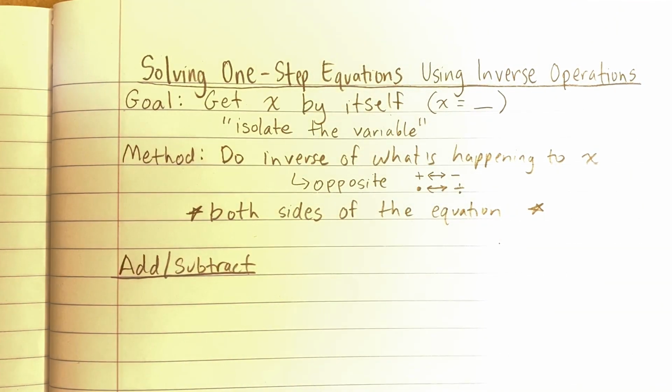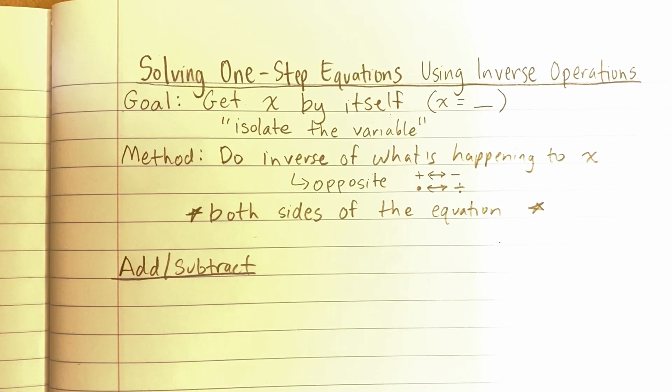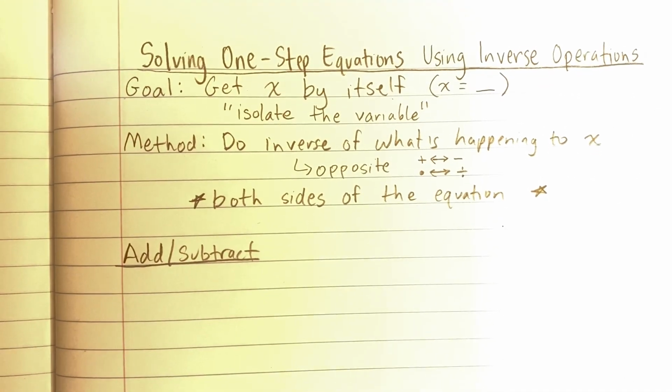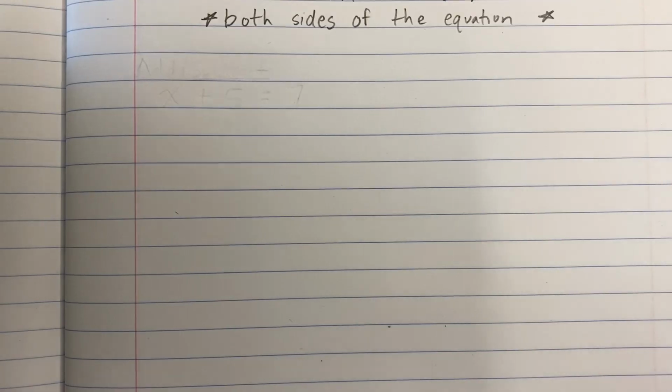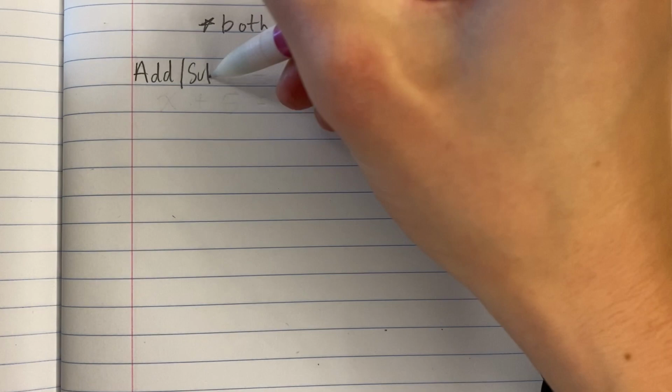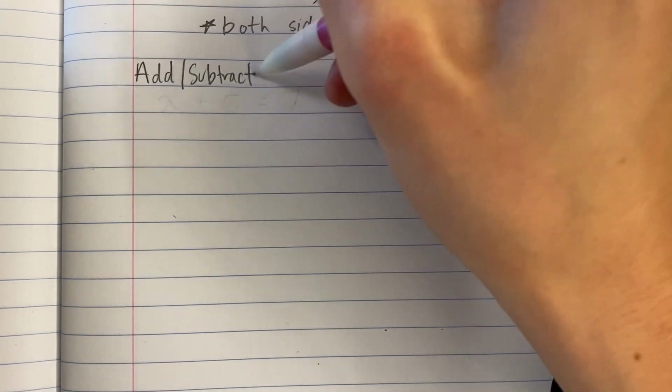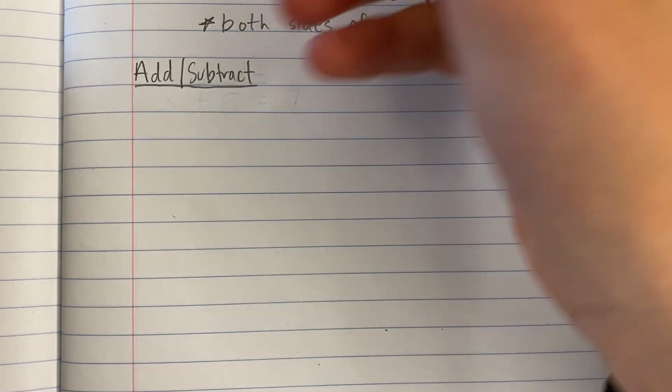Okay, so these are going to be your examples. Right, so let's take a look. Let me scoot this up a little bit. So here are some examples. We're going to start with adding and subtracting, and then we'll take a look at more examples with multiplying and dividing.